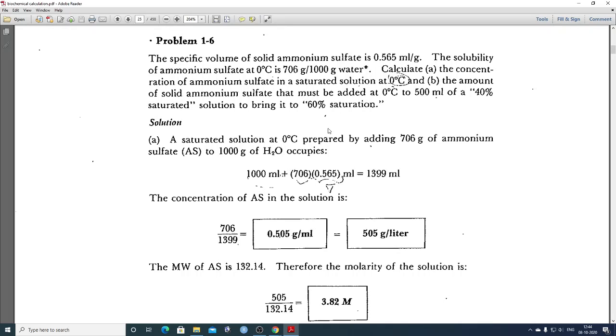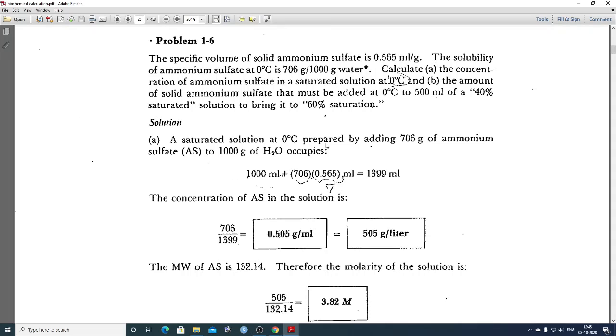Specific volume of solid ammonium sulfate is 0.565 ml per gram. Okay, so this much ml will be occupied by 1 gram. The solubility of ammonium sulfate at 0 degrees Celsius is 706 grams per 1000 grams of water. So we are given the specific volume and the solubility of ammonium sulfate. Now calculate the concentration of ammonium sulfate in a saturated solution at 0 degrees.